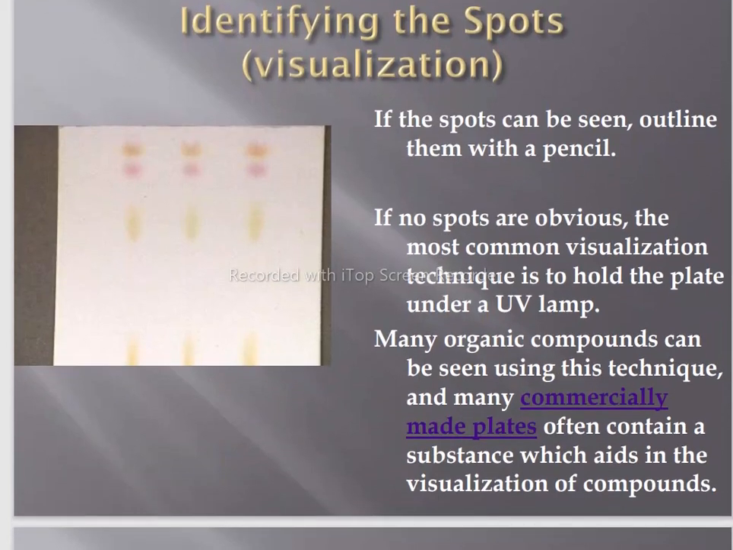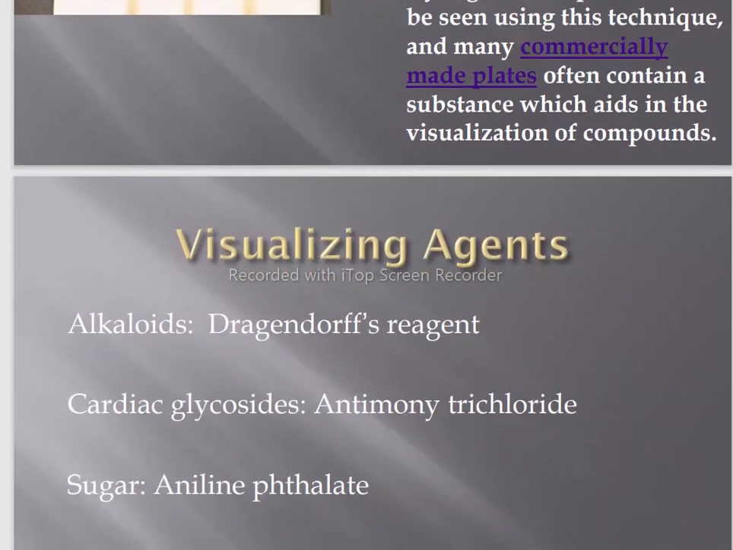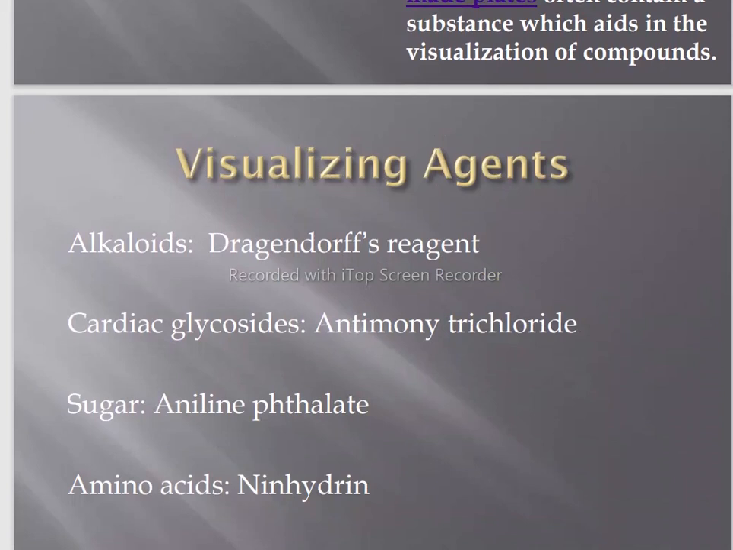Identifying the spots. Visualization. If the spots can be seen, outline them with a pencil. If no spots are obvious, the most common visualization technique is to hold the plate under a UV lamp. Many organic compounds can be seen using this technique, and many commercially made plates contain a substance which aids in the visualization of compounds. Visualizing agents: some visualizing agents are alkaloid, Dragendorff's reagent, cardiac glycosides, antimony trichloride, sugar, aniline phthalate, and amino acid, ninhydrin.